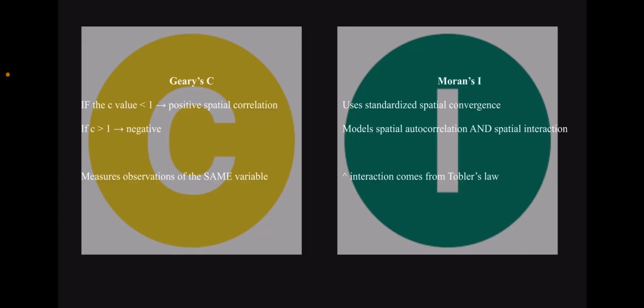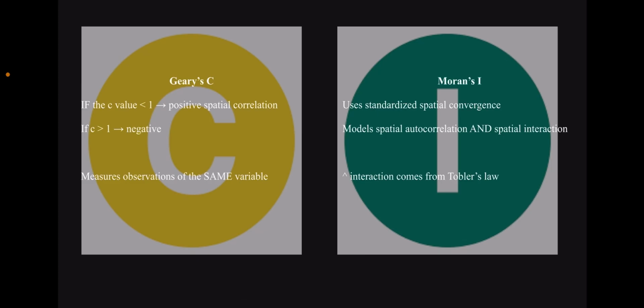Two other statistical measures we learned include Geary's C and Moran's I. Geary's C dictates that if its value is less than 1, we've observed a positive spatial correlation. If it's greater than 1, it's negative, and if equal to 1, then it is totally random. These measure observations of the same variable.